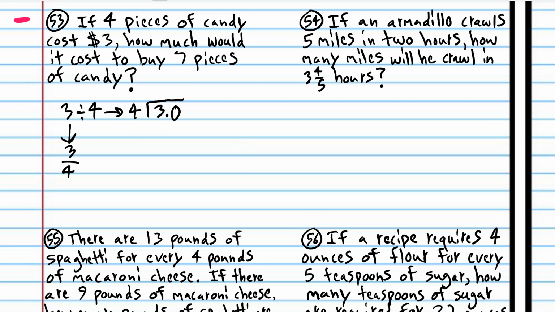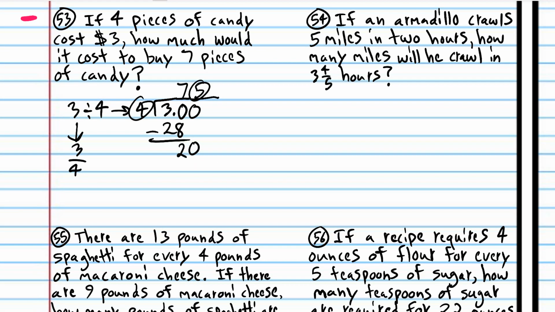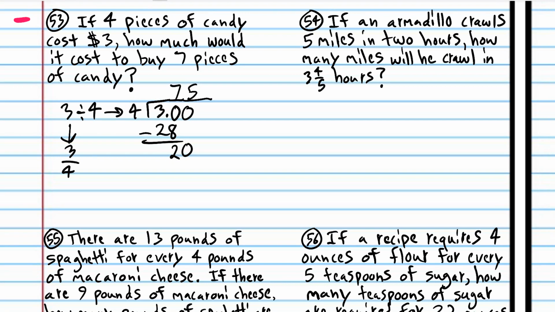4 times 7 is 28, and we're going to put the 7 here. We're not going to put it here because the number always goes above the last digit of the number you're dividing into. 4 times 7 is 28, and 30 minus 28 is 2. Then we have a remainder, so we have to bring down a 0. Then we start the whole process over again. How many times does 4 go into 20? It goes in 5 times. 4 times 5 is 20, and then subtract. 20 minus 20 is 0.